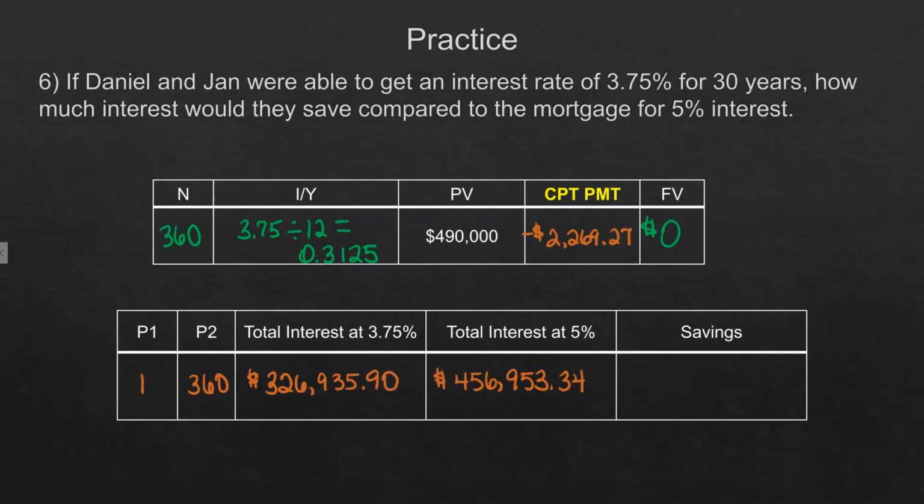935.90. And then if we subtract that amount, the 326,000 from the 456, we get a savings of $130,017.44. And that calculation would be this one subtracting that one, this minus the 3.75. If you do it backwards, you'll get a negative amount. And so that's the only thing, is that you usually want to do that in the proper order. I wrote minus. How about I put an N in there?